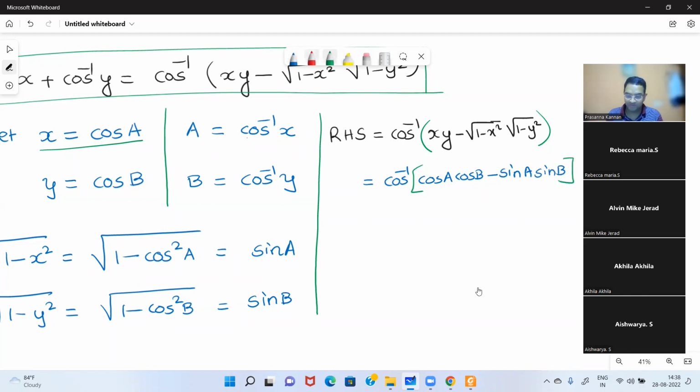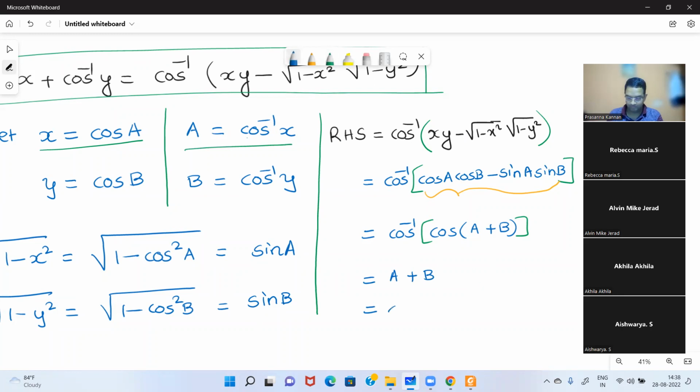Have we seen this anywhere? Yes, sir. Cos A cos B minus sin A sin B, cos of A plus B formula. So this will be cos inverse of cos of A plus B. What is cos inverse of cos of A plus B? A plus B. What is A? Cos inverse x. And what is B? Cos inverse y. Exactly. So this is what we wanted to prove, right? Yes, sir.